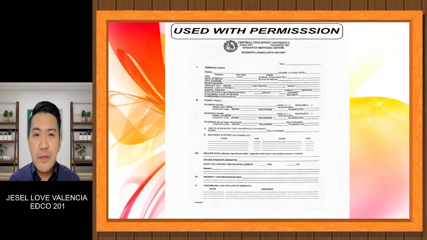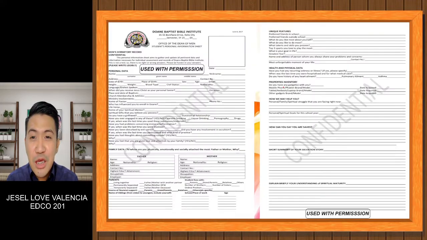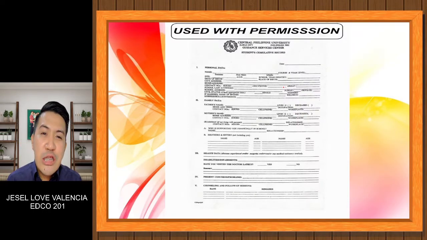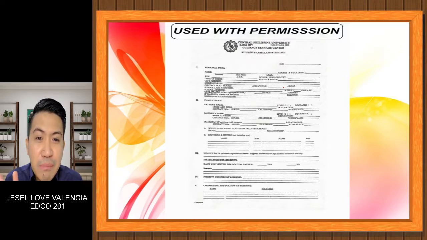Ito, used with permission, galing sa ating Central Philippine University, yung former school ng ating professor. So, if you can see here, yung tawag dito sa DONE, Students Personal Information Sheet. Pagpunta dito sa Central Philippine University, yung tawag na nila, Students Cumulative Record. So, one page lang siya. Okay? So, ito yung itsura ng kanilang individual inventory.